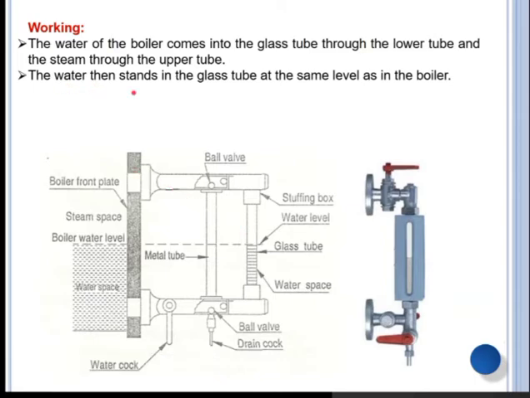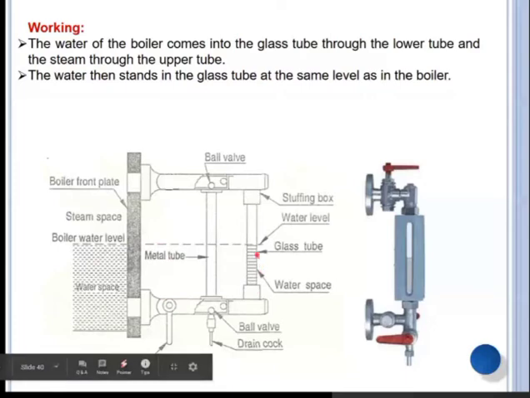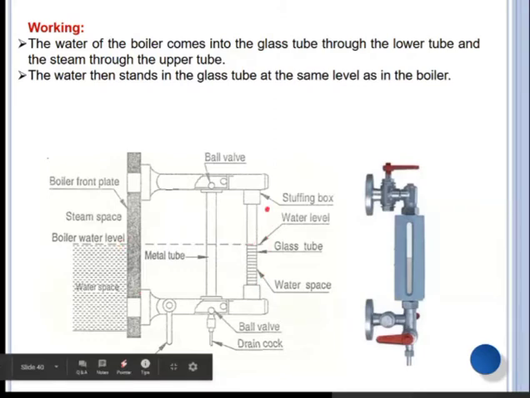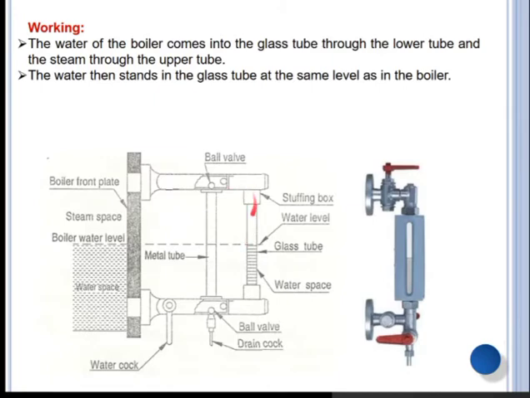So the water then stands in the glass tube at the same level as the boiler. If you see, the water level is here. The same amount of water can stand or move in the glass tube. Whatever the level over here, the same level is indicated by this tube, because the water can move upward as the pressure is high. But due to the steam pressure from the top, the water cannot move further upward. So whatever the level inside the boiler, the same level is available in the glass tube.